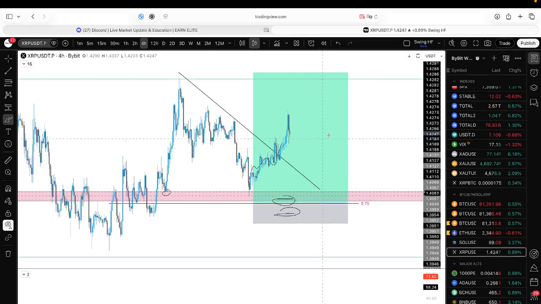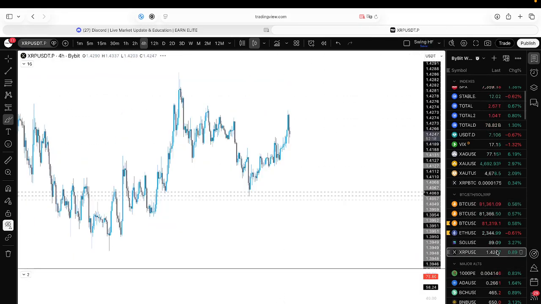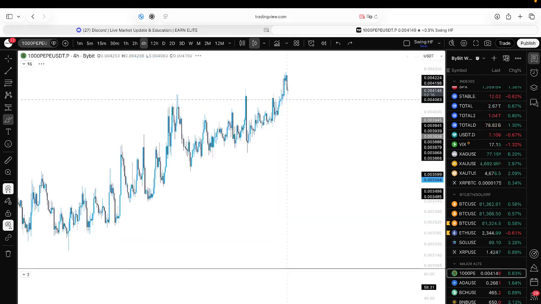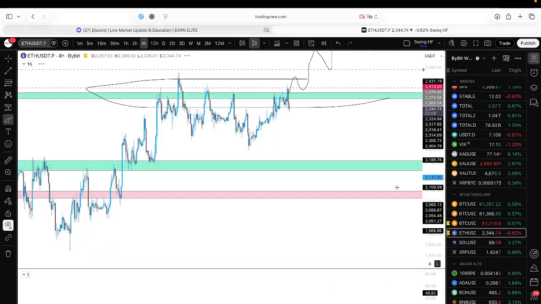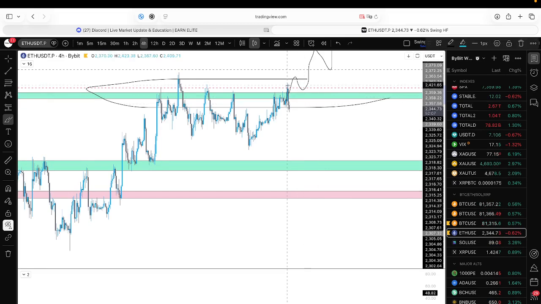XRP is doing great. Again, here we have the sweep of these highs here and these highs here. I think Trump's speech was today, I didn't follow it, to be honest. I don't know what he said. But the thing is that now we need to pump up here. And we talked about USDT dominance, TOTAL2, Bitcoin, Ethereum, SOL, and XRP.